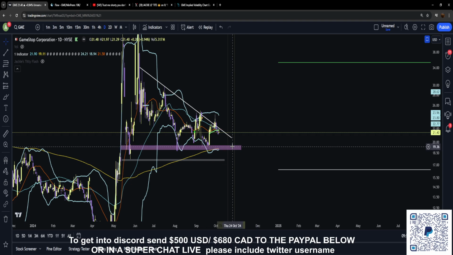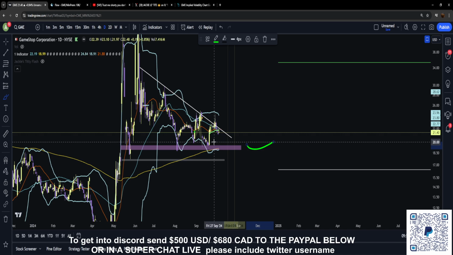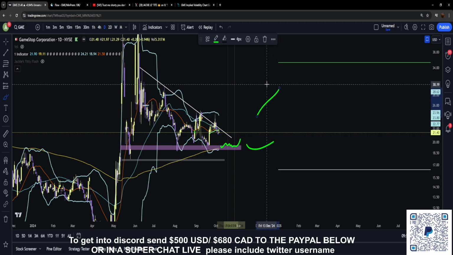So if price got down here again, put in bullish divergence, tested the daily 200, showed reason that it was going to have support here, and that ADX started to go like this, and GameStop started to go like this, GameStop is going to rip.